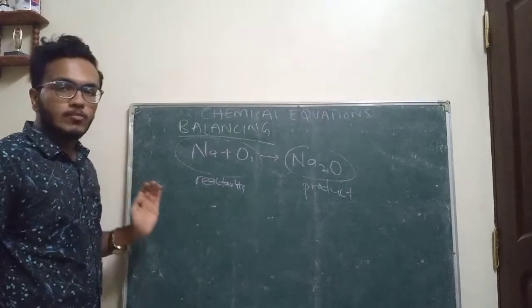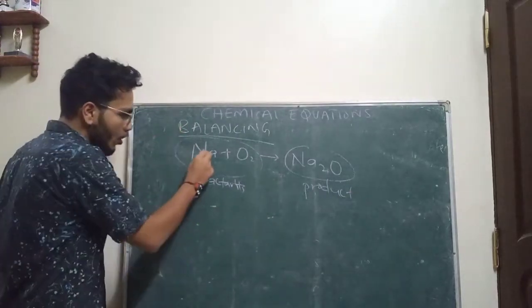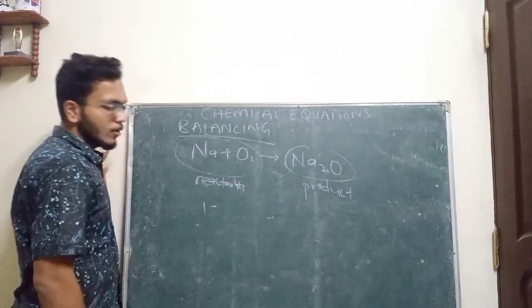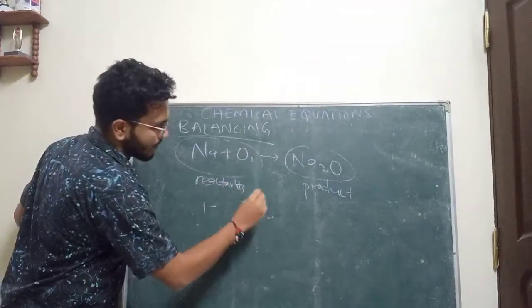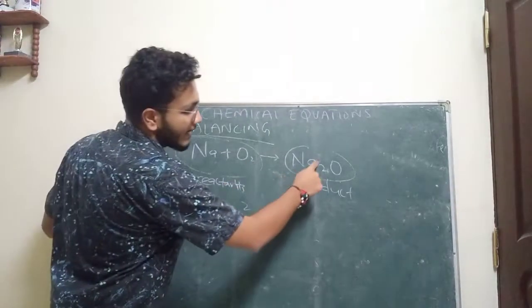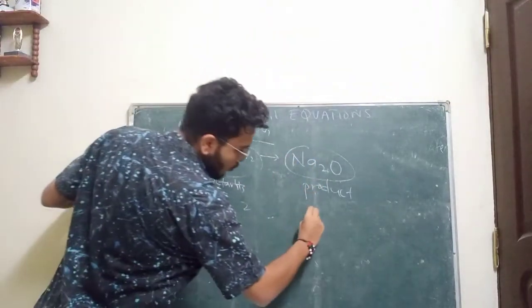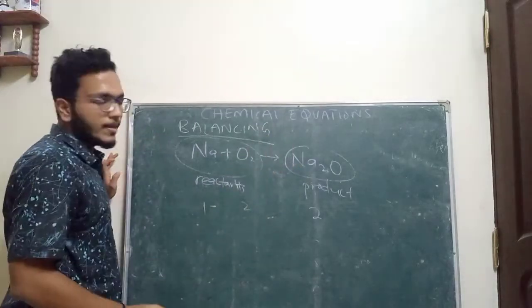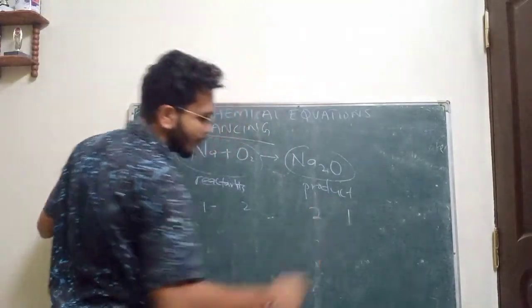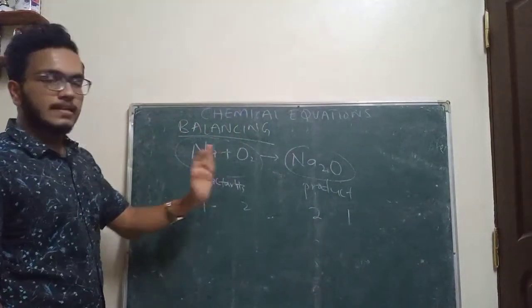How many atoms of sodium are reacting? Only one. So we have one atom of sodium. How many of oxygen? We have two atoms. How many of sodium are formed? Two atoms of sodium are formed. But how many atoms of oxygen are formed? One atom of oxygen. So how do you balance this?